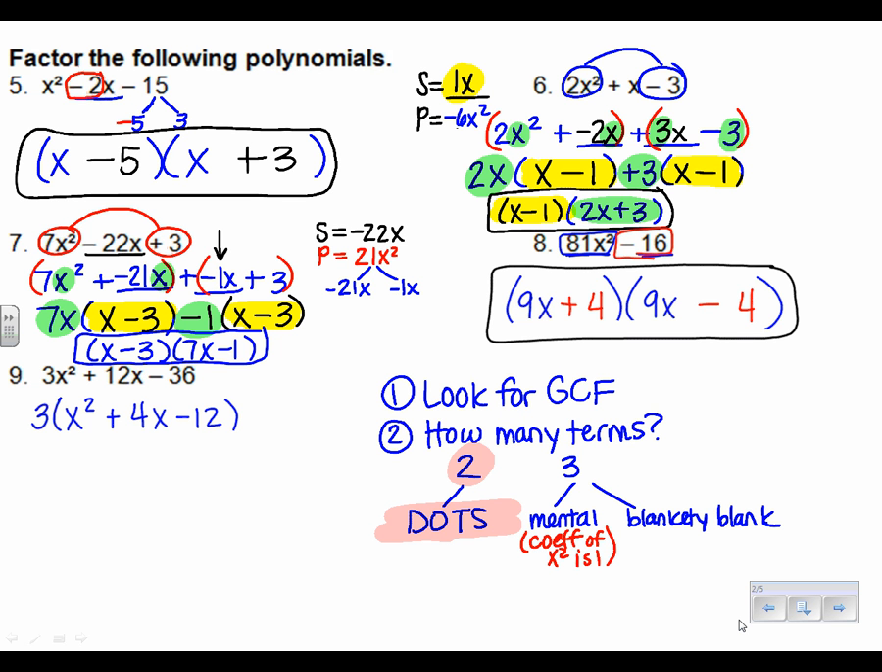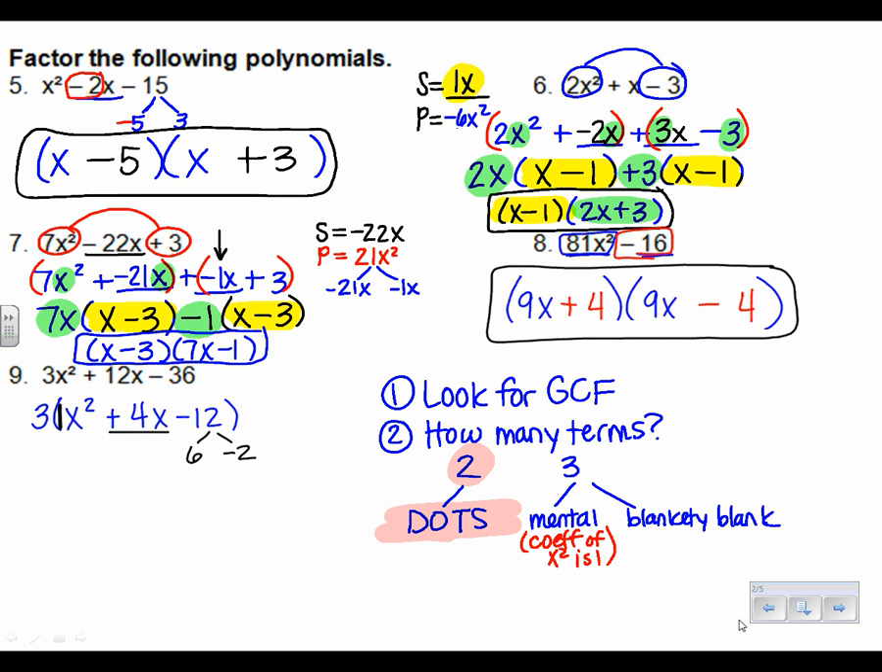Okay, so now the part inside the parentheses is the part that I'm going to have to factor mentally, and I can factor it mentally because the coefficient of this x squared is a 1. So all I have to do is come up with 2 numbers that multiply to negative 12 and add to 4. I'm thinking of 6 and 2. Now, in order to get negative 12 when I multiply, one of those has to be negative, and I'm looking at my positive 4. I see that it has to be the 2 that's negative.